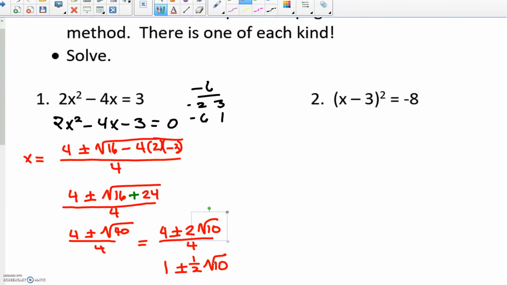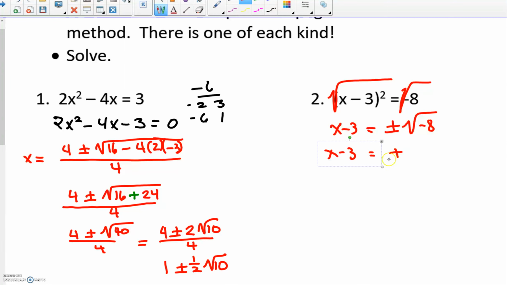All right, so 2. Now this one, you could, again, square it out and put it in standard form, but the easiest thing to do is recognize that this has got that perfect square is equal to a number. So I can take the square root of both sides and get x minus 3 is equal to plus or minus the square root of -8. So x minus 3 is equal to plus or minus 2i radical 2, and then move my 3 over, so x is equal to 3 plus or minus 2i radical 2.